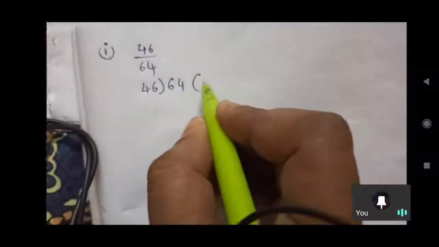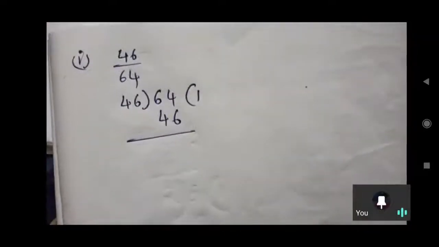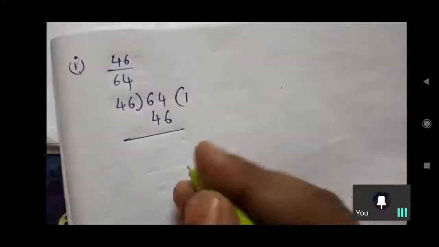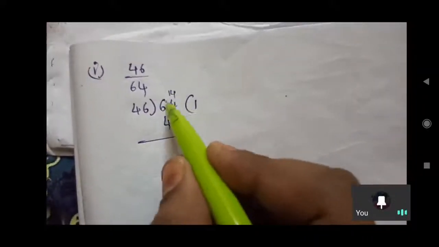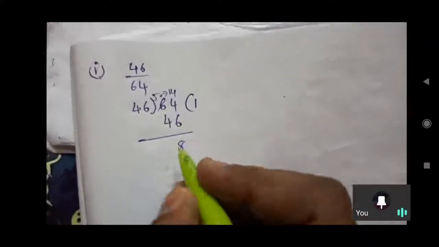So here 46 by 64 is the first one. We should take 46 here and 64 here. 46 ones are 46. 46 twos are 92, which is more than 64, so only one time it is capable to divide. So what is the remainder, Nana? 14 minus 6 means 8, 5 minus 4 means 1. So the remainder is 18.